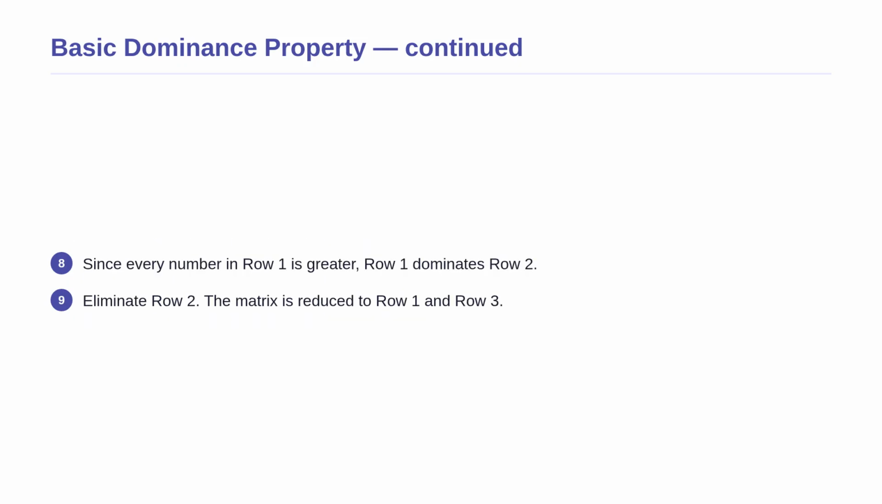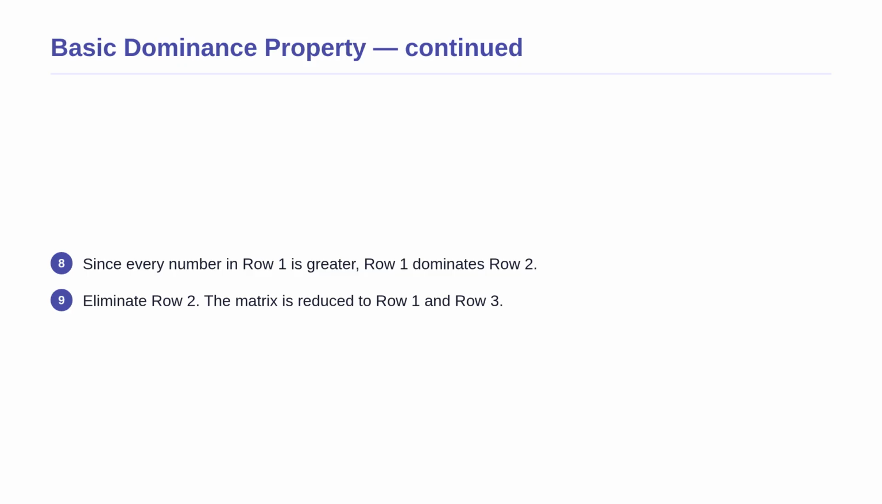Since every single number in row 1 is greater than the corresponding number in row 2, we know row 1 completely dominates row 2. Player A is a rational decision maker and will never play a strategy that guarantees a worse outcome. Therefore, we eliminate row 2 entirely from our game board. The matrix is now successfully reduced to just row 1 and row 3, making it much simpler. But we are not done yet.